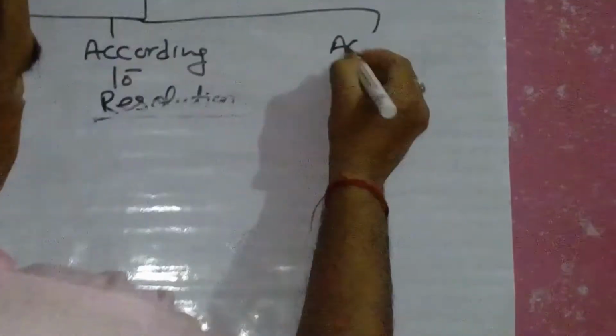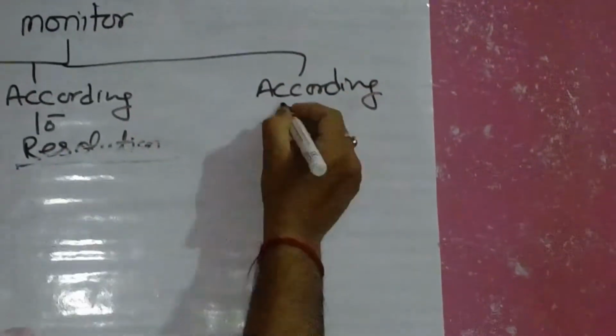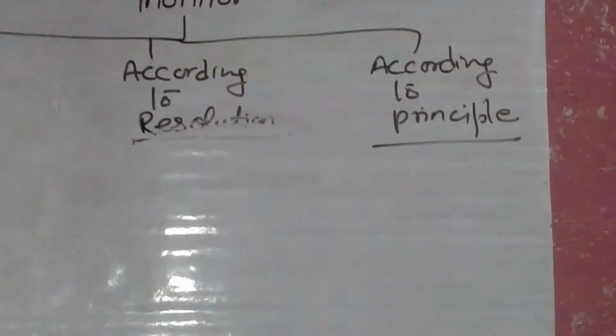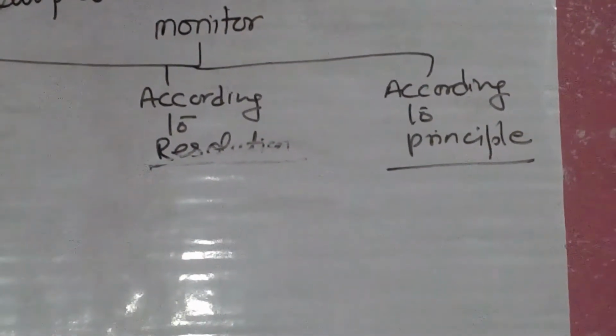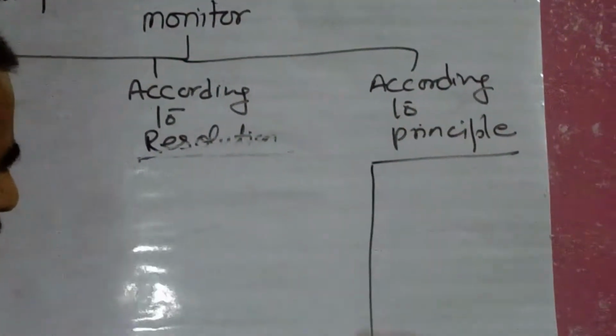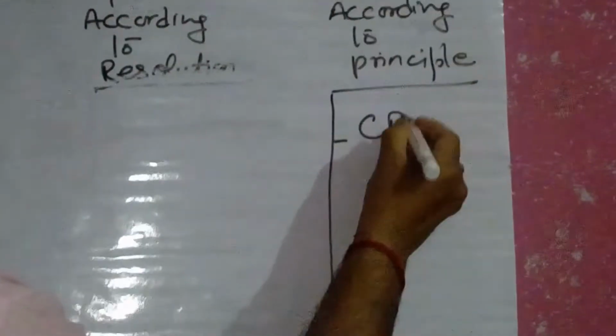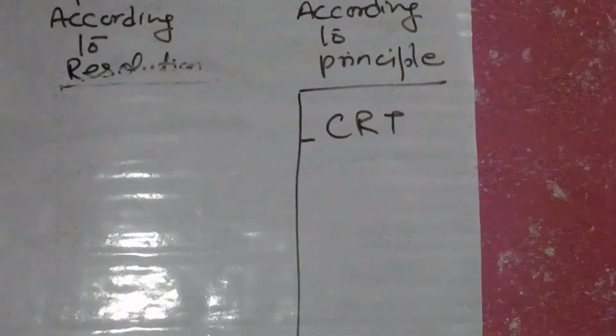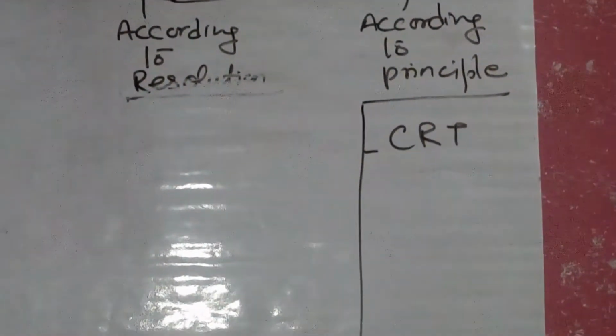Now last but not the least, according to principle, we can divide the monitors into different categories. Number one is CRT. CRT is cathode ray tube. What is cathode ray? It is just a picture tube.